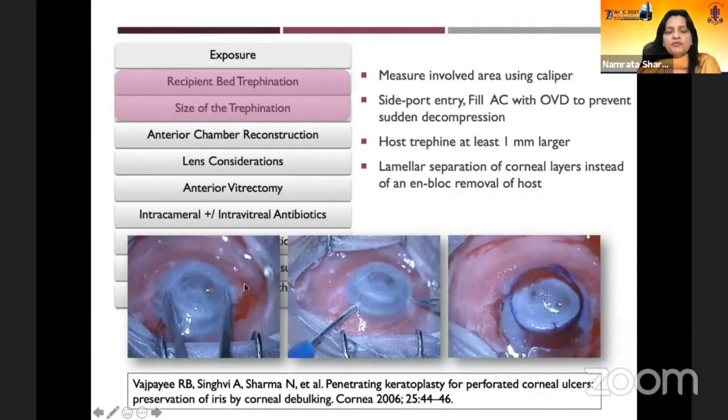This is followed by the trephination of the recipient bed, and the size of the trephination is important. It should be 1 millimeter more than the size of the exudation. Side port entry can be done. The AC can be filled with the OVD, and the host trephine is at least 0.75 to 1 millimeter larger. And lamellar separation of the corneal layers is done instead of en bloc removal of the host.